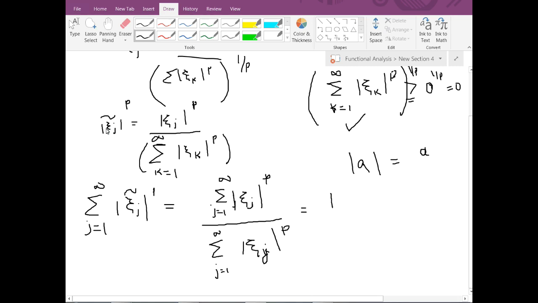So the absolute value of xi j tilde power p, when you apply the sum on this thing, then you get a series whose sum is equal to 1. So similarly, you can prove that the summation of |xi j tilde| power q, where j varies from 1 to infinity, is again equal to 1.